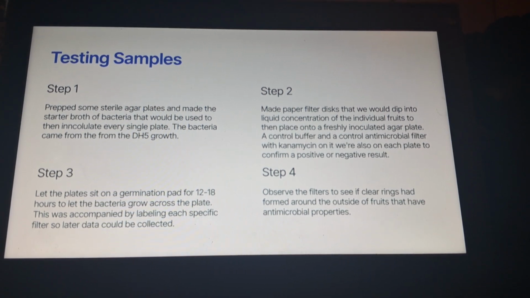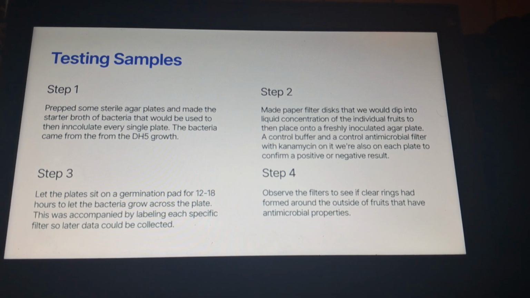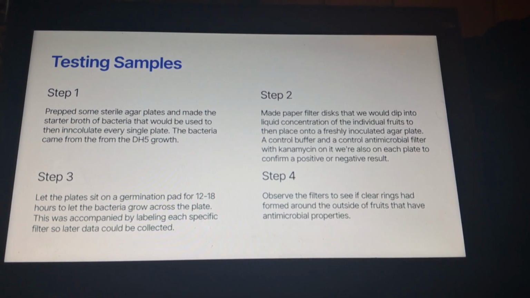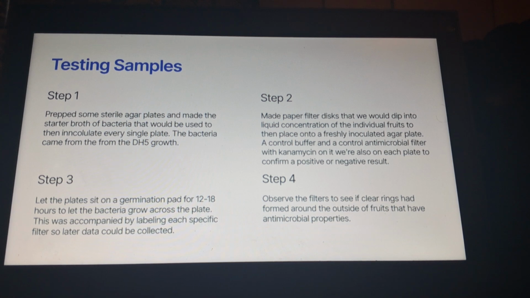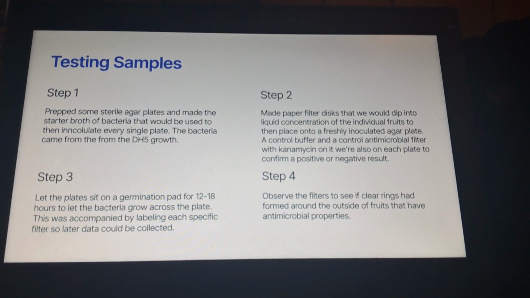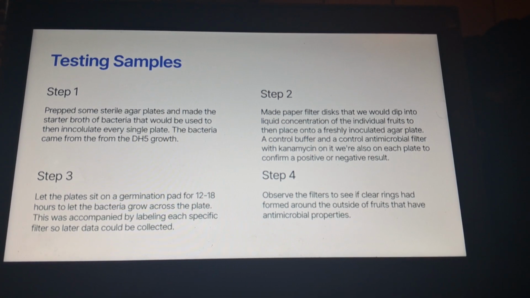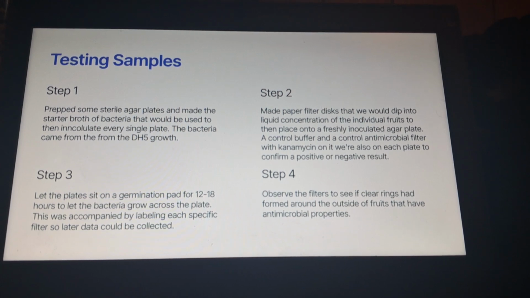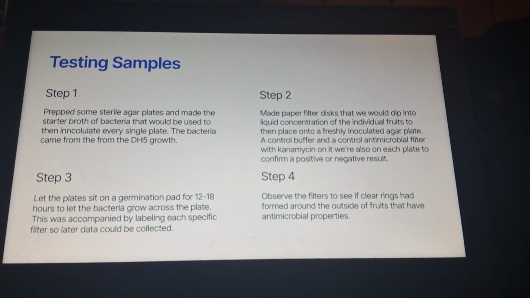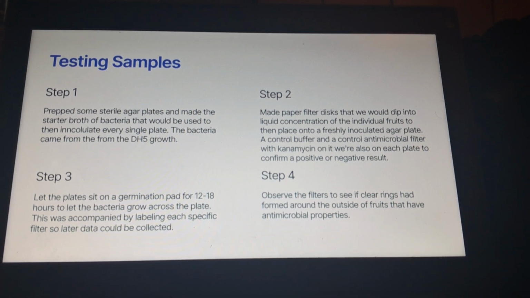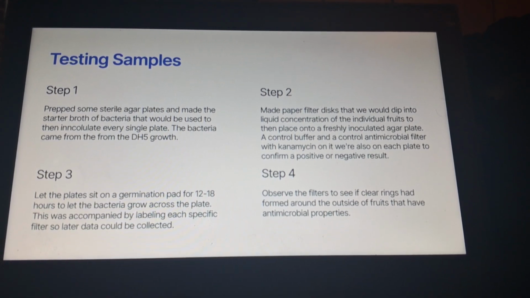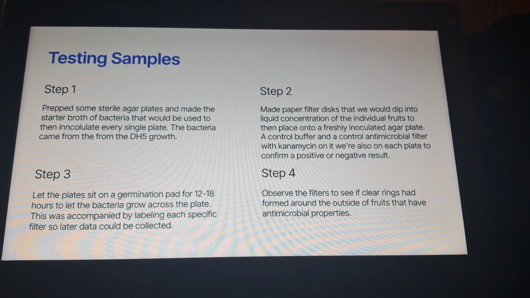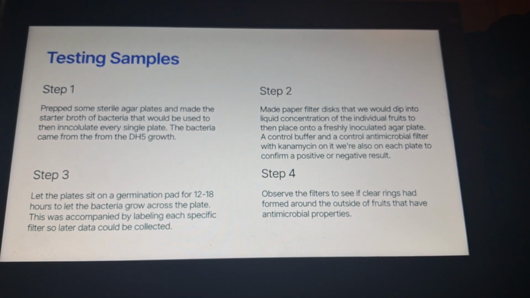Step two was we had to snip out the paper filter discs with the hole puncher, and then make the concentration of each fruit, and then take the inoculated agar plates out of the fridge, thaw them, and then inoculate them with that bacteria. And then a control buffer and an antimicrobial filter with kanamycin was also placed along with the samples that had been put with a concentration from the mortar and pestle, so we could have a positive and a negative reaction to compare each of our results to. And then we had to let the plates germinate for about 12 to 18 hours.